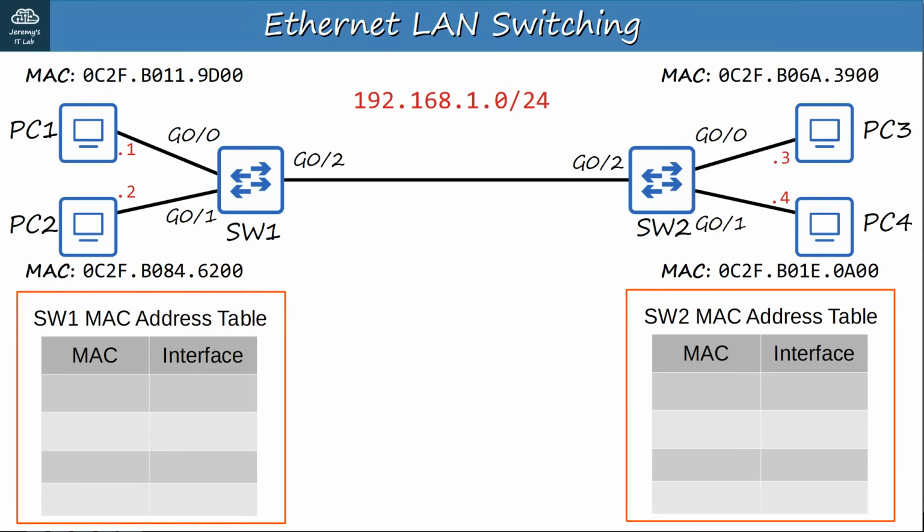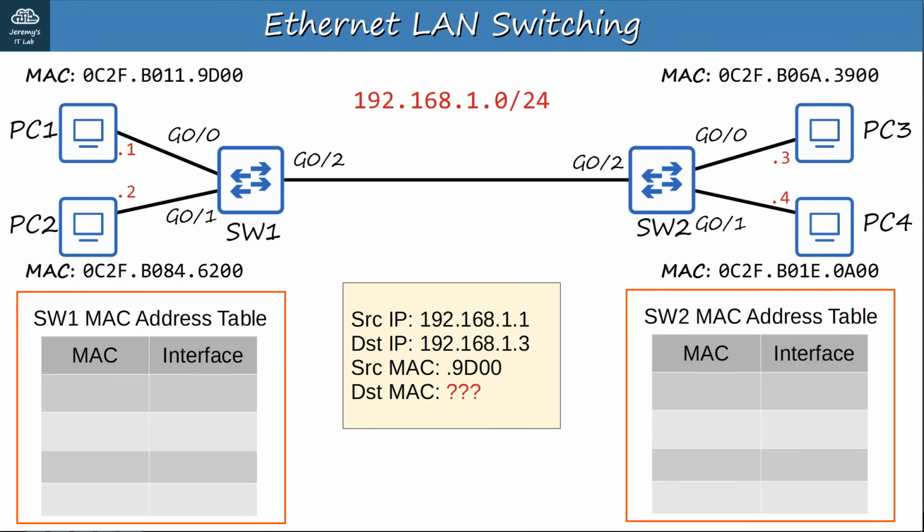Encapsulated within that frame is an Internet protocol known as IP packet, and that IP packet includes a source and destination IP address. For example, if PC1 wants to send data to PC3, the source IP will be 192.168.1.1, and the destination IP will be 192.168.1.3. The source MAC will be 0C2F.B011.9D00. However, PC1 doesn't actually know PC3's MAC address.